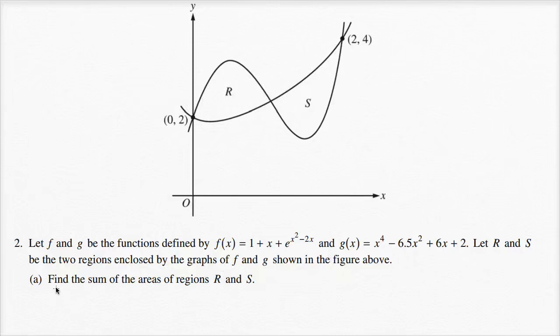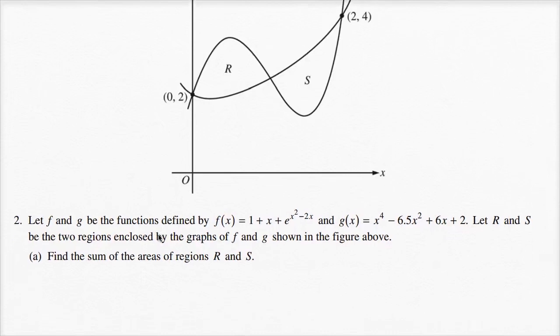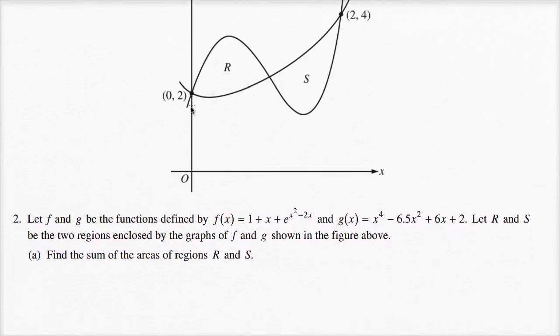S. So the first thing they want us to figure out is find the sum of the areas of region R and S. So the sum of those areas, you could think about it, we're going to go from x equals 0 right over here to x equals 2. So the area of R plus S is going to be equal to, let's see, we can take the integral from x equals 0 to x equals 2.